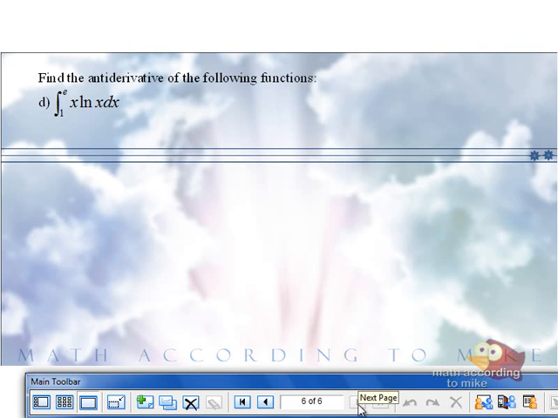So the integral from 1 to e of x natural log of x dx. So I want you to think about a u. Yep. Well, not the x natural log of x. We don't want to make that a product. So just say natural log of x.